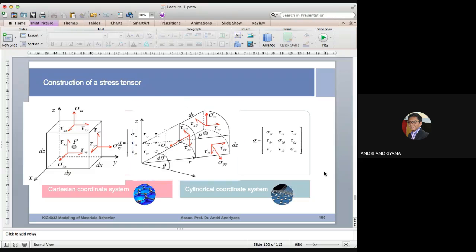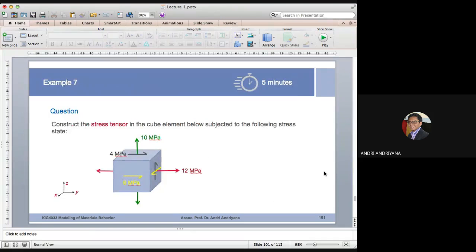Okay. So let's have a look directly at this last example for today. Or if I have time, then I will just simply finish it all. Yeah. So the question is, construct the stress tensor in the cube element below subjected to the following stress state. So here I have a cube element. The axes that I use are these. So when you need to construct the stress tensor, what does it mean?